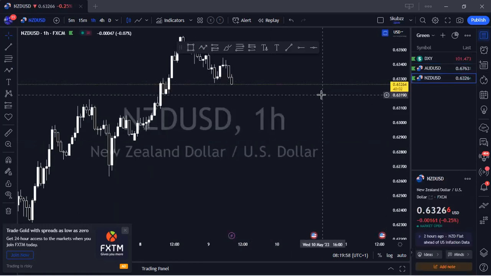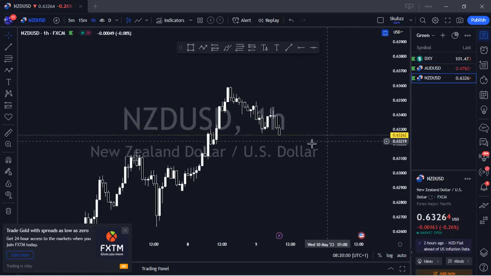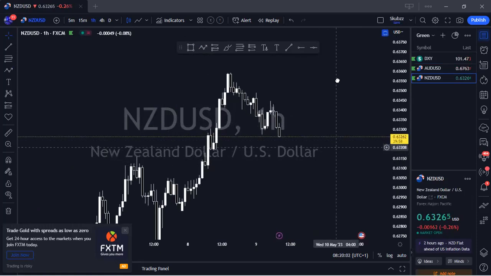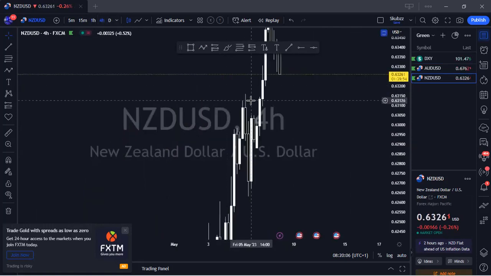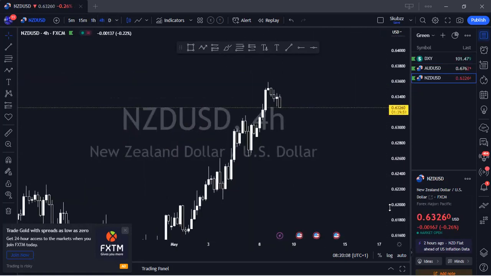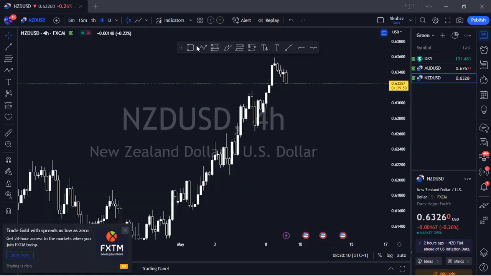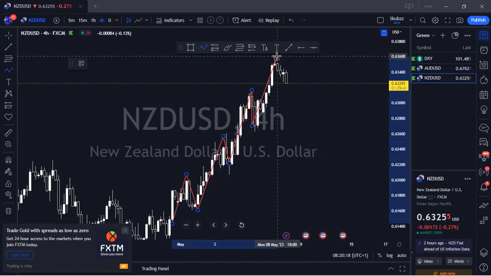Then the next one is NZD-USD. NZD-USD is the same thing. If you look at the 4H, we're purely bullish, like clearly bullish. Look at it, we're clearly bullish. Price has been creating a series of higher highs, higher low, higher high, higher low, higher high, higher low, higher high, and then price is coming down to create a higher low.